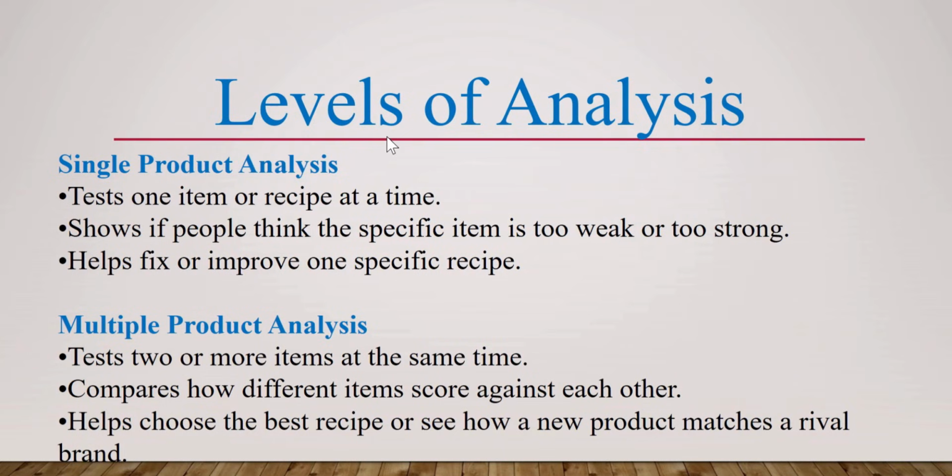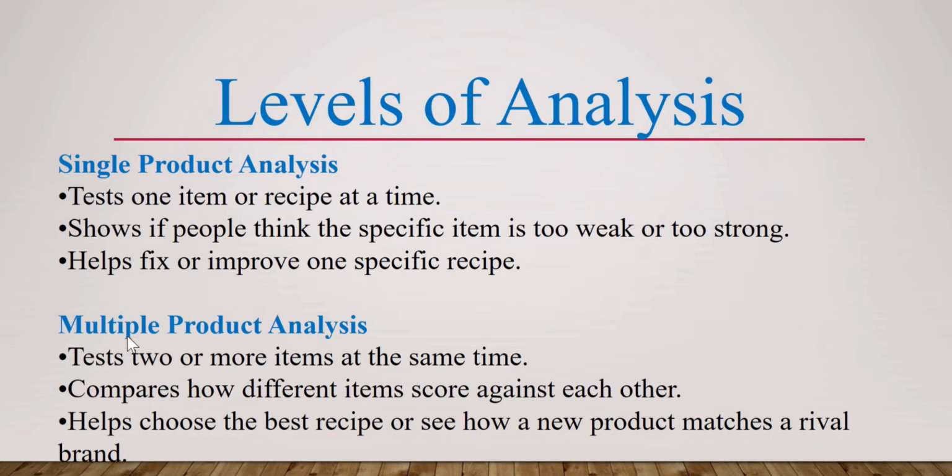So this JAR analysis can be done on 2 levels. First, single product analysis, which tests one item or recipe at a time for its attributes and tells us which attributes need to be optimized or improved. Then multiple product analysis helps us to test 2 or more items at the same time.